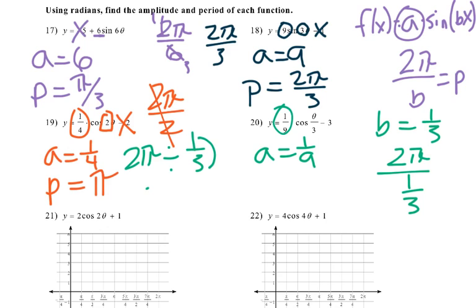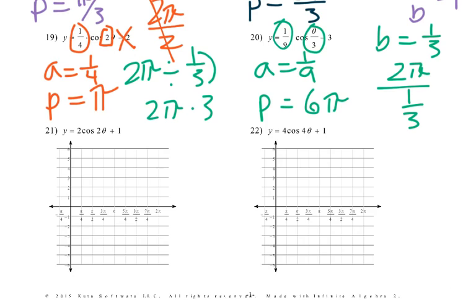So you flip it to times, so 2 pi times 3 would give us a period of 6 pi. So when you have that fraction, that's what you kind of have to deal with. Okay? Alright, now graphing them. Graphing them, we use those same concepts, right?